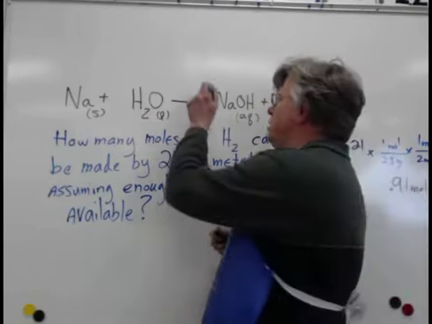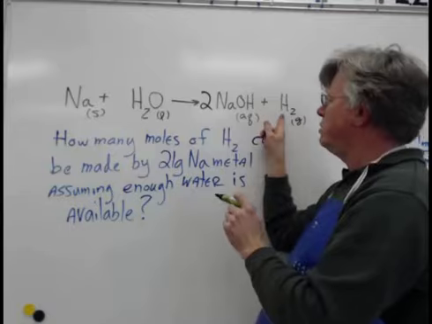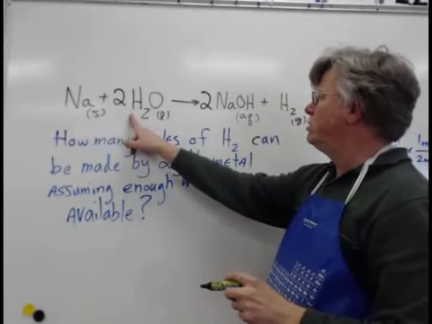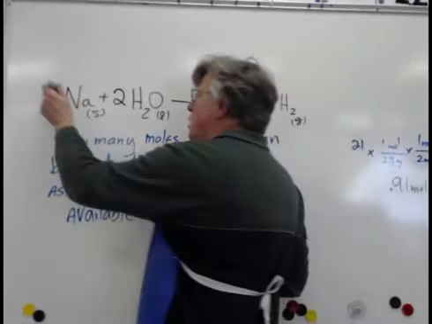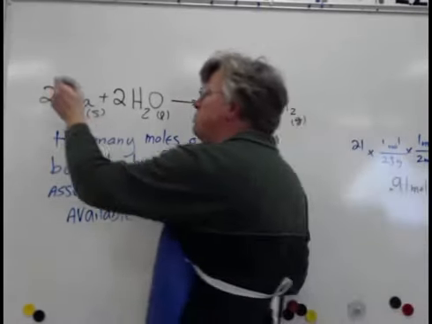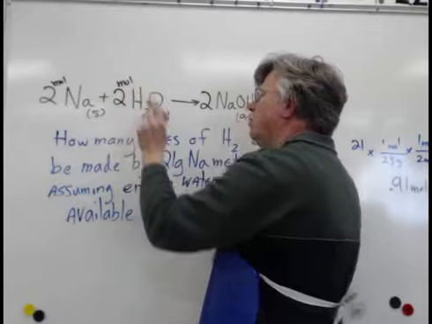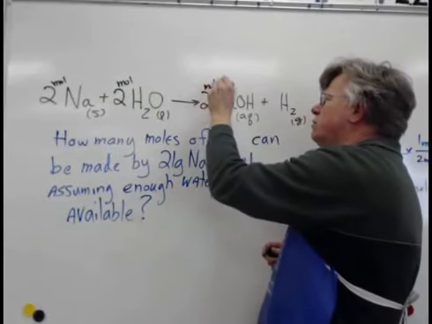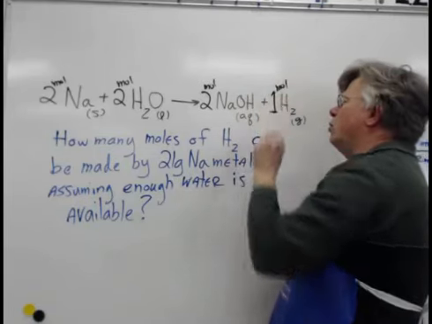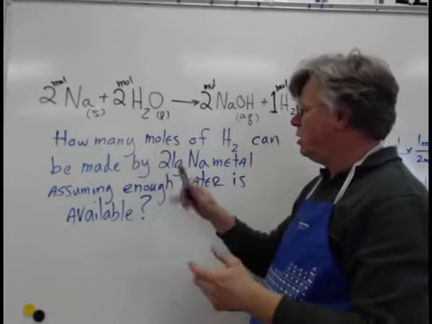Let's see. So what I'm going to do is put a 2 here to give me 2 oxygens and 4 hydrogens. And then I'll put a 2 here. That gives me 2 oxygens and 4 hydrogens. Since I have 2 sodiums, I need to put a 2 here. Okay, so reminding you, this means that 2 moles of sodium will react with 2 moles of water to make 2 moles of sodium hydroxide and 1 mole of hydrogen. Now solving the problem, I always start out with the given number here.